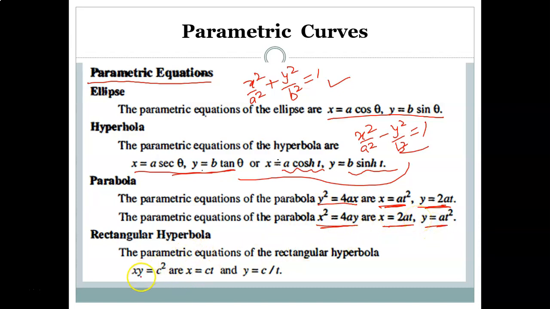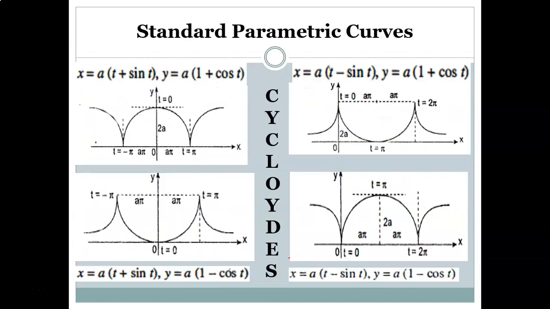For a rectangular hyperbola xy equal to c square, the parametric equation is x equal to ct and y equal to c by t. So the next important type of curve is the cycloid. Cycloids are very important in parametric forms. If we have an equation of this form, x equal to a(t plus sin t), y equal to a(1 plus cos t), then we have this type of curve, and this is called a cycloid.